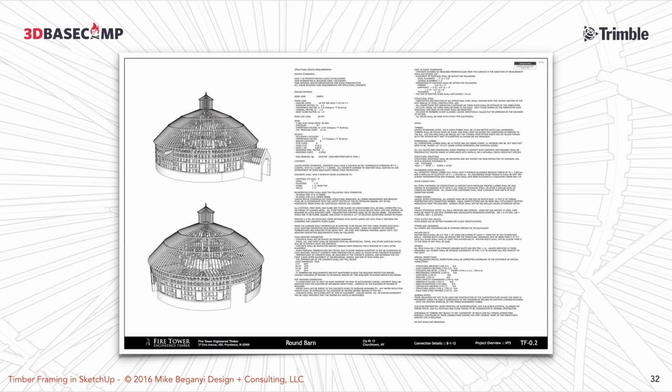So here's a building, it's a round barn. It's an 80-foot diameter round barn. There's a lot of engineering data on the cover sheet. This was modeled in SketchUp. There were actually two SketchUp models that created this, and then everything else was done in LayOut.